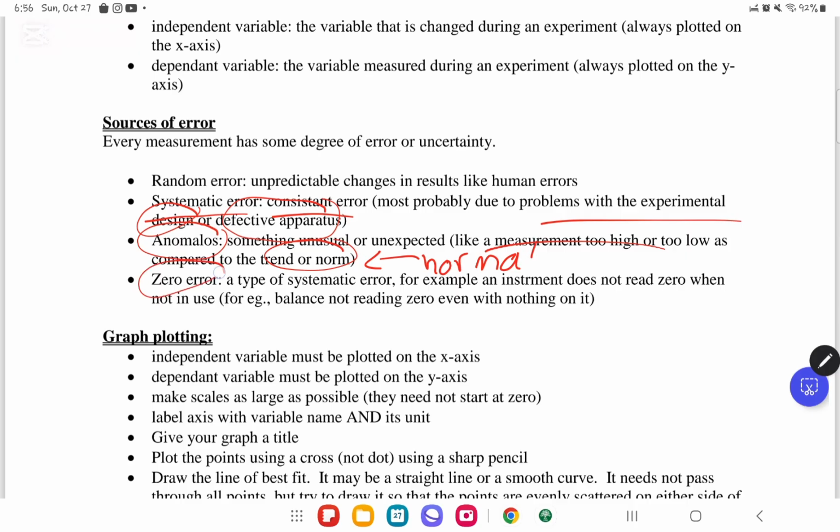Zero error. This is a systematic error, so we go back to here. This is an error from the machine. Okay, for example, an instrument does not read zero when not in use. For example, they gave a good example, a balance. You're measuring the mass of something. Okay, it's not reading zero, even when there's nothing on it. So this is a zero error from the balance. So you're not using the balance, but it's not giving you zero.